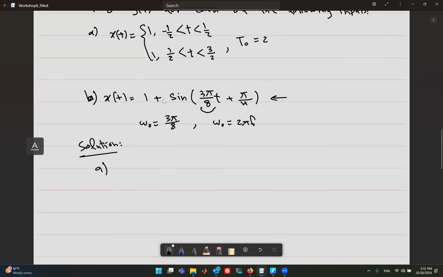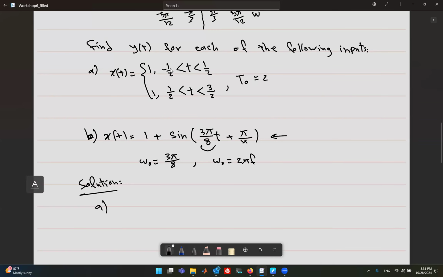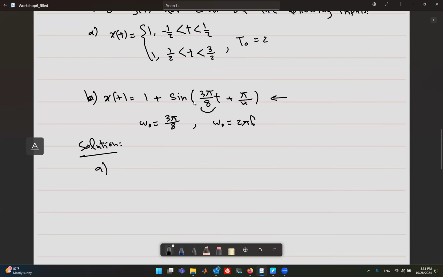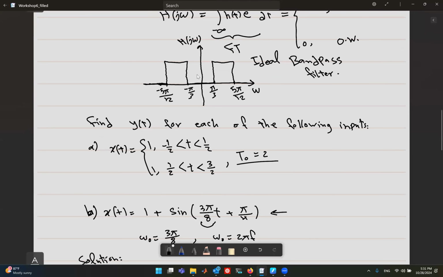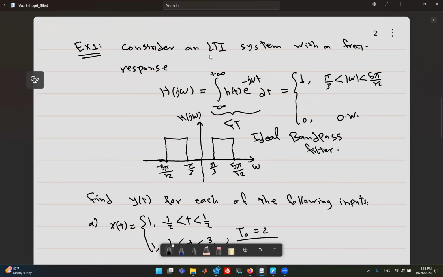Xt is just 1. It's always 1 between -1/2 and 3/2, and otherwise it will be 0 outside this. So the period will be, as we said here, 2. And how do we find the output when this signal is the input? We know that the system is LTI.